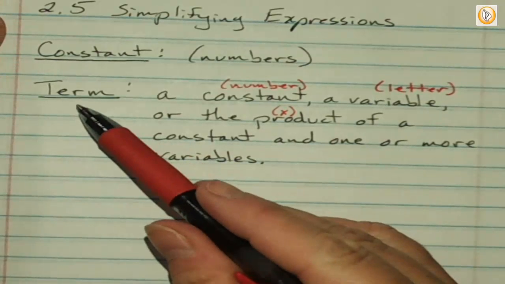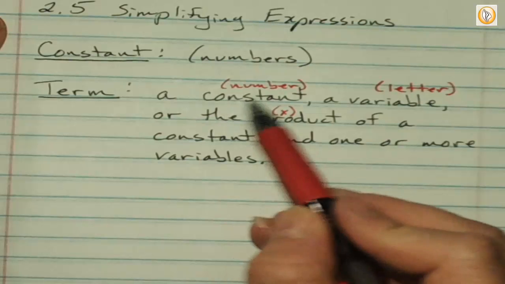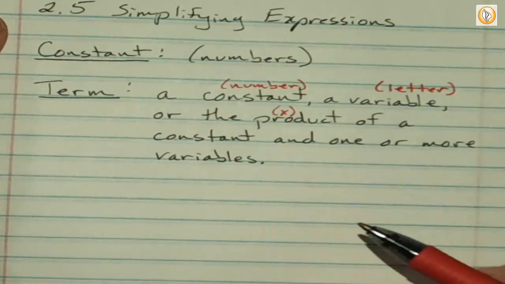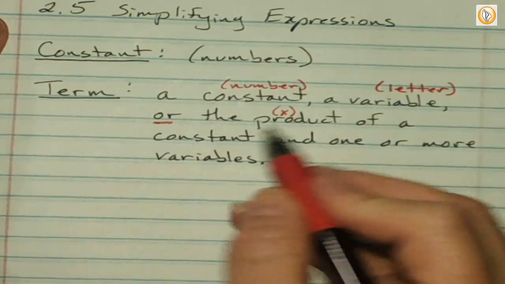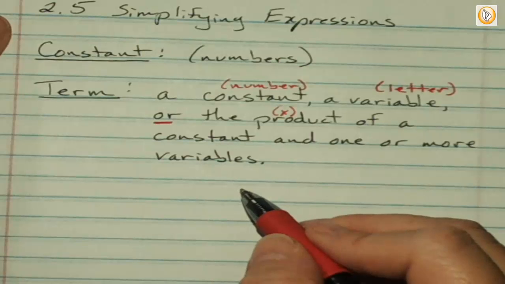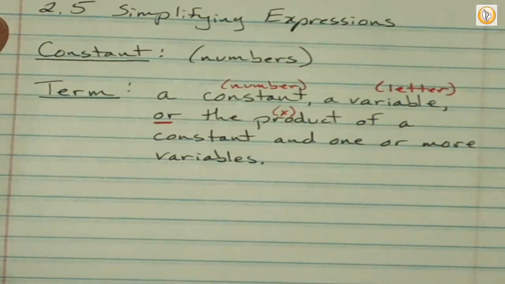So a term is either a constant or a variable or the product of a constant and one or more variables. Okay? Now, write that down and I'm going to give you examples in just a second.